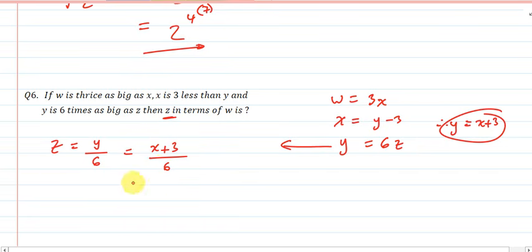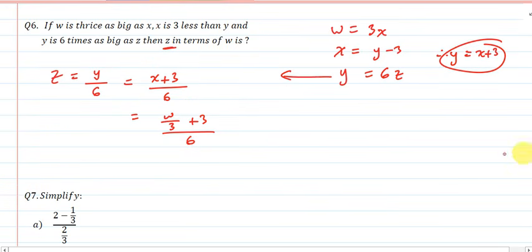And then what is x? Because we want z in terms of w. So x is, what is x? X is w over 3. So you've got w over 3 plus 3, divided by 6. Divided by 6 basically means 1 over 6 times w over 3 plus 3 over 1.